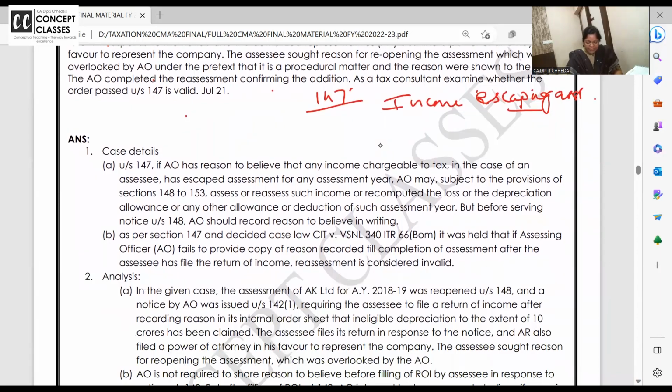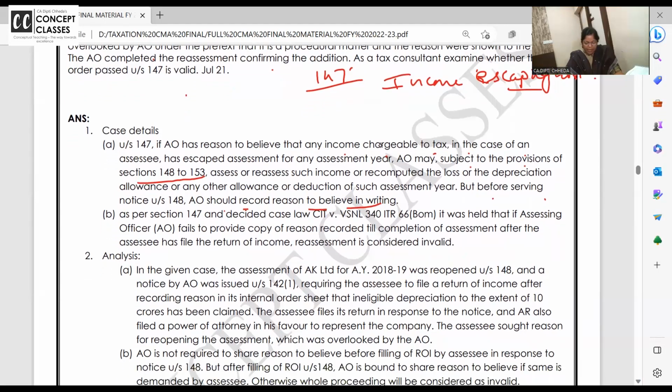So under 147, if the AO has reason to believe that any income chargeable to tax has escaped assessment, then he can give the notice and take the permission of higher authority and follow all the procedure which is taught in 148. But before serving notice, AO should give the opportunity of being heard. As per 147, it was held that AO fails to provide copy of reasons recorded till completion of assessment. After the SSC has filed return, reassessment is invalid.